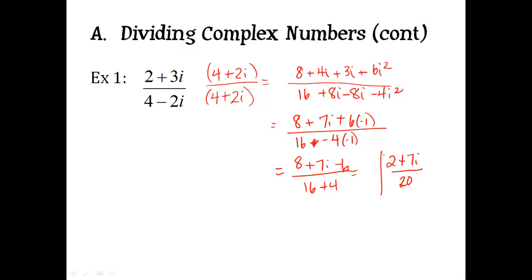Okay, so there's my final answer. I can't reduce the 2 and the 20 because that 2 is being connected to the 7i. You cannot reduce just one part of that. Okay, lots of steps. You can do it.